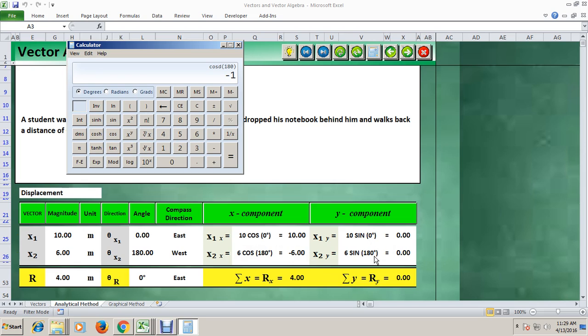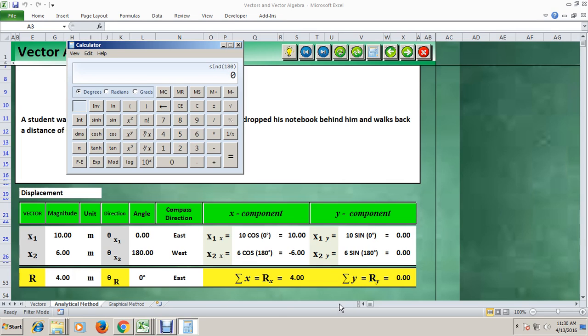Now, as for the y component, since both angles were measured from x, we will be employing sine to compute for the y components. Again, sine 0 is 0. Multiply that with 10, that gives you 0. Sine 180 degrees gives you also 0. Multiply that with 6, that gives you 0. Let's verify that. Sine of 180 degrees gives you 0. Therefore, you multiply that with 6, and this gives you 0.